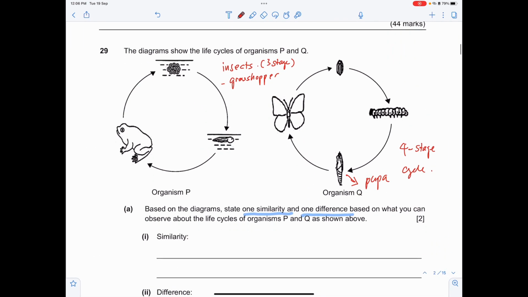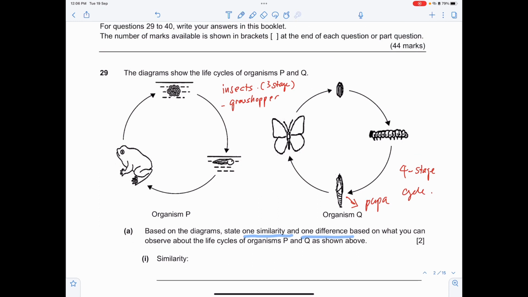Okay? Now, whenever we talk about life cycle, the exams always like to talk about mosquitoes as well. So mosquitoes is 4 stages, and you need to know that there is a stage of it that is in water, just like a frog. However, the frog is actually a 3-stage organism. All right?